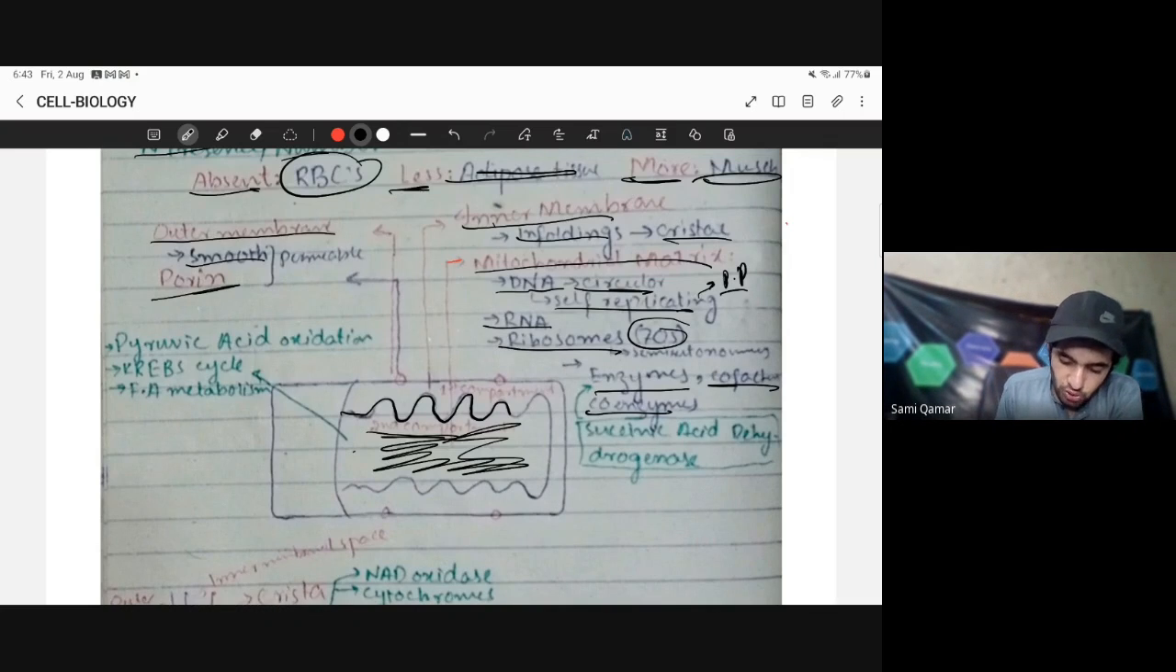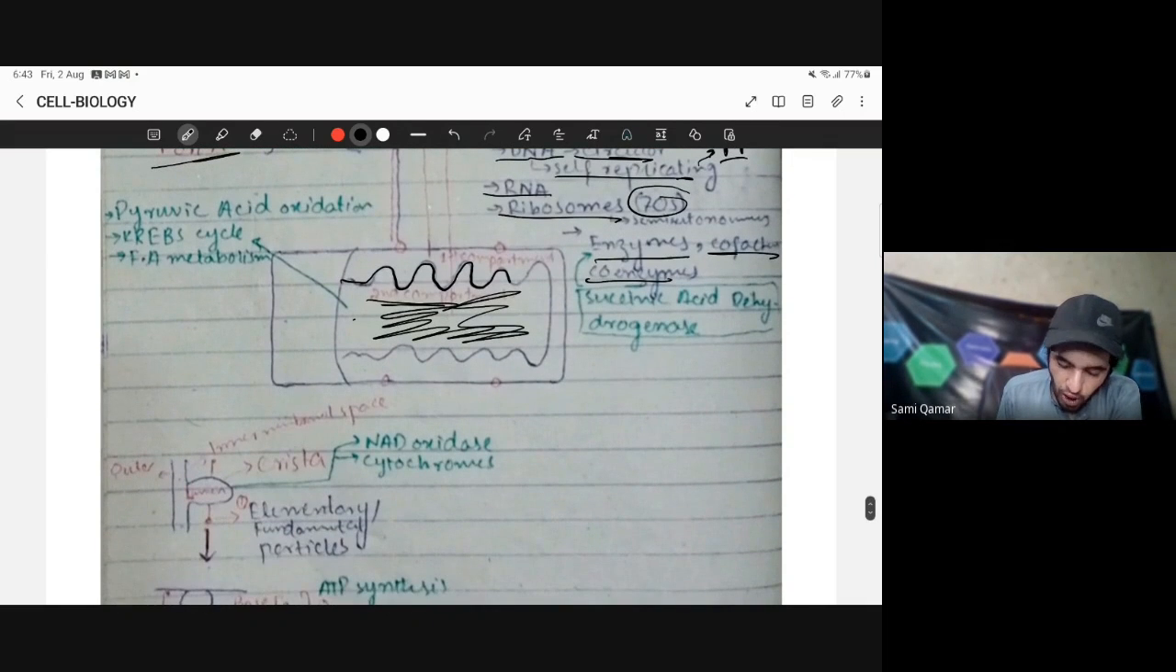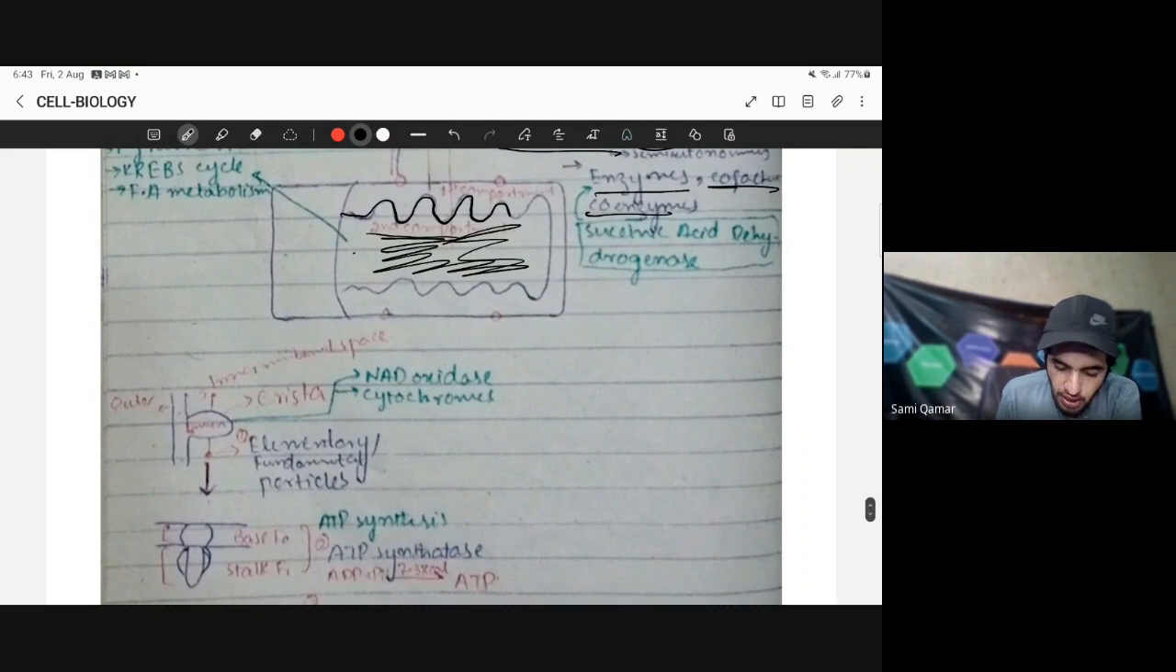Now, how will ATP be forming? See here, on the cristae, this is supposed to be your cristae. Cristae is also known as oxysome.